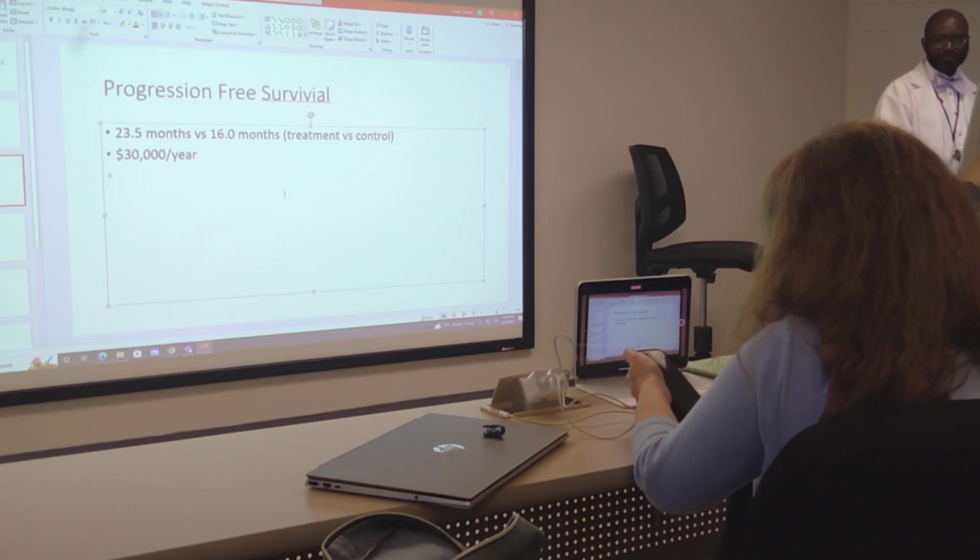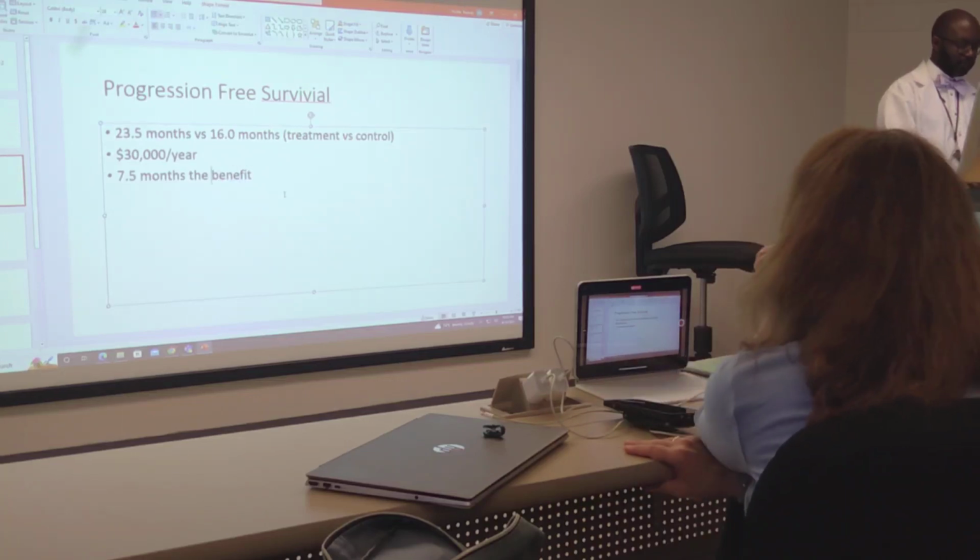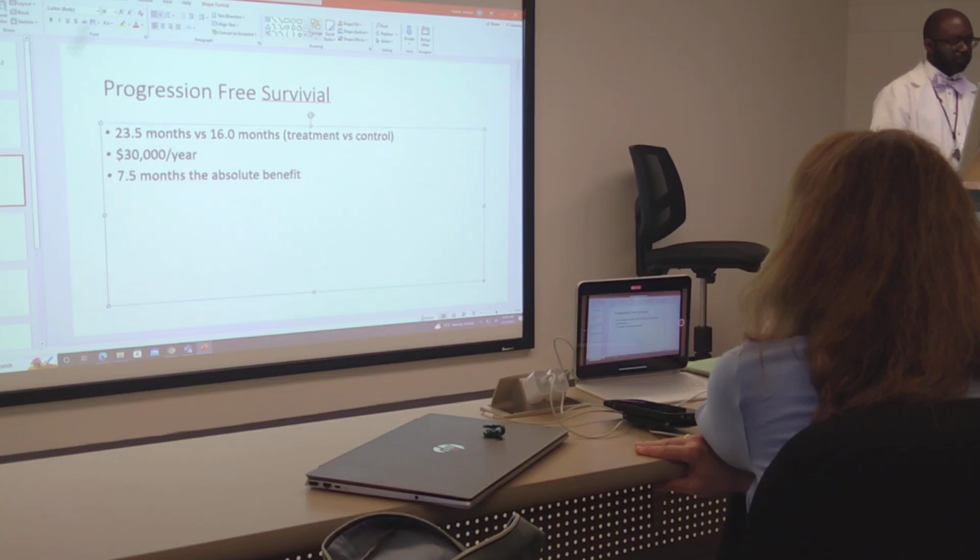How much? I said, what's the absolute difference between 23.5 months versus 16 months? 7.5 months. That's the benefit. The absolute benefit is 7.5 months. It should be at 25.3. 25.3, thank you.